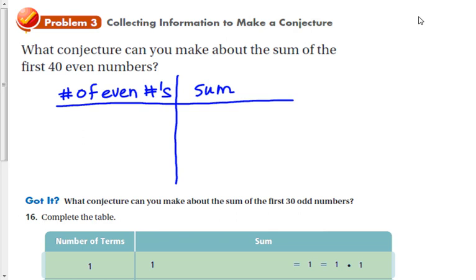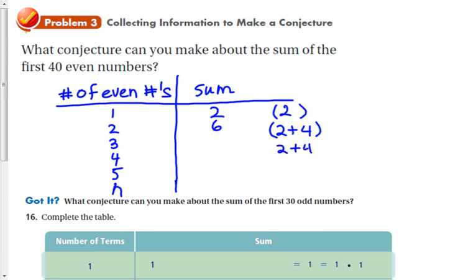Okay, so I'm going to look at the number of even numbers. We're going to start with 1 even number, then 2, then 3, then 4, then 5, and let's think about what the nth even number will look like. Now the sum: if there's one, the first even number would be just 2. And then the first 2 even numbers, that would be 2 plus 4. That would give us 6.